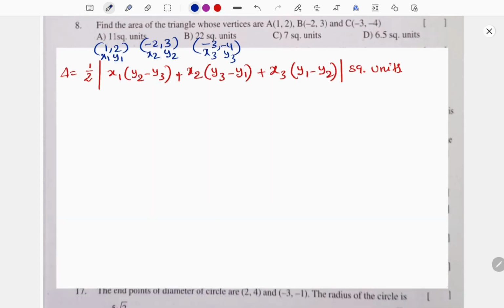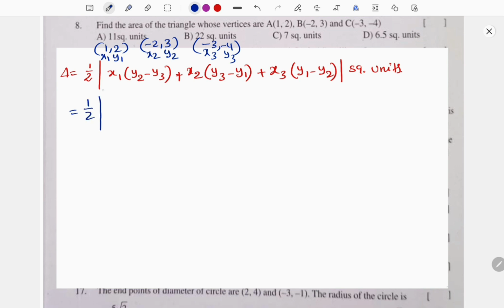Okay Nana? Now 8th question, find the area of the triangle. Area of the triangle formula, you know this formula. Okay na? So here the 3 points are given: x1 y1, x2 y2, x3 y3. Now substitute all these points in this equation, then we can get the result.